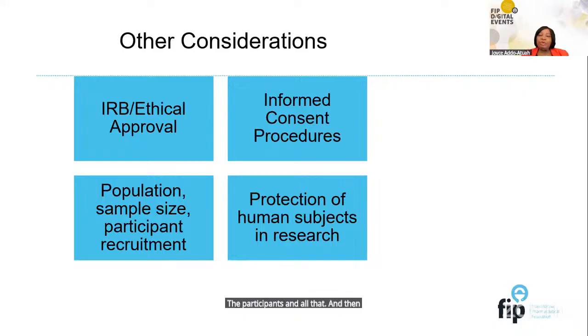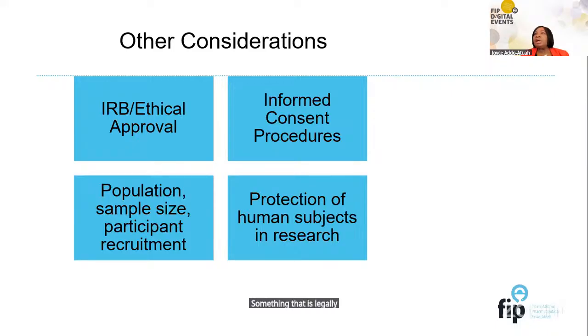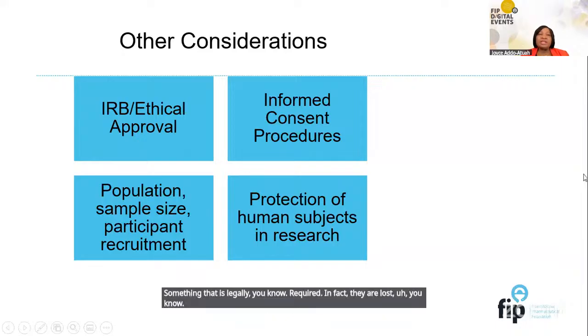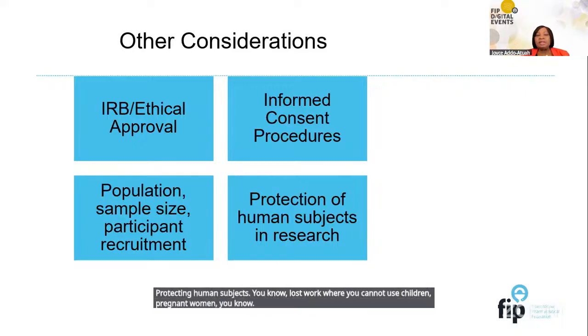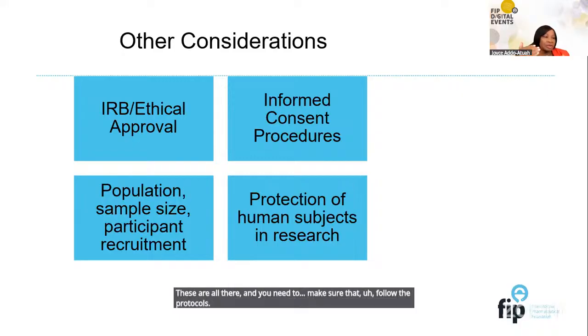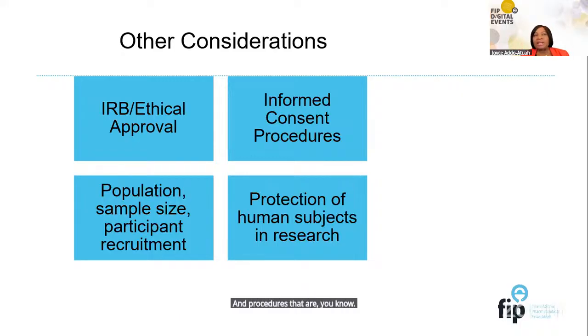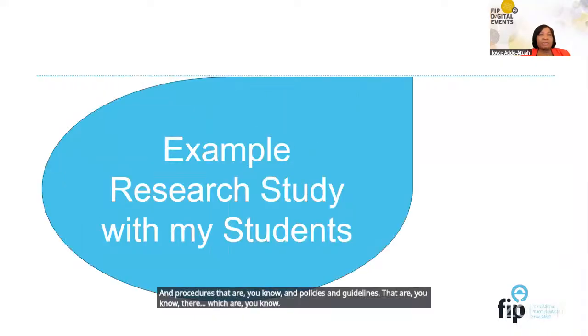And then protection of human subjects in research is also something that is legally required. In fact, there are laws protecting human subjects. Laws where you cannot use children, pregnant women, things like that. These are all there, and you need to make sure that we follow the protocols and procedures, policies and guidelines that are there, which are globally accepted, and specifically in your organization.